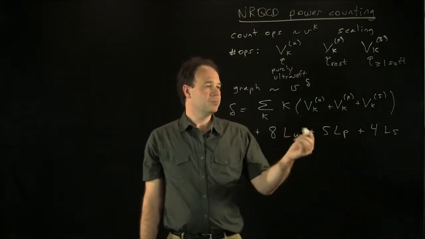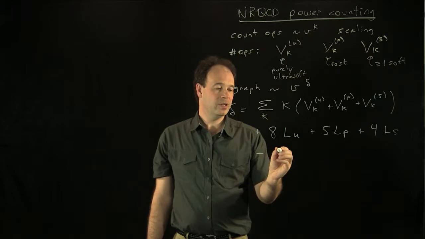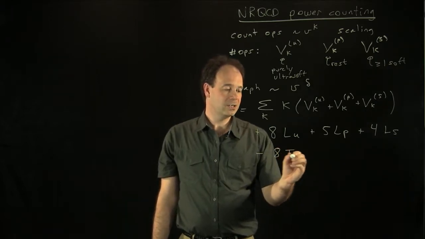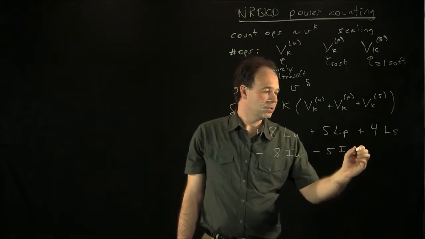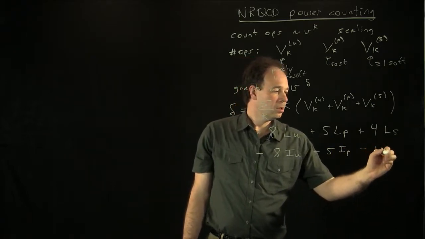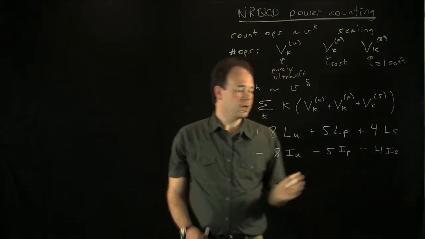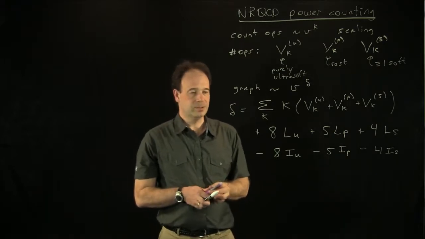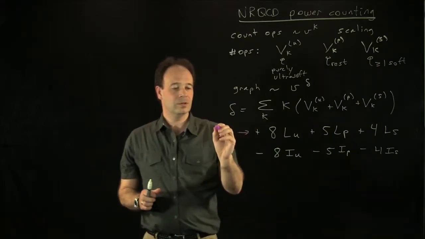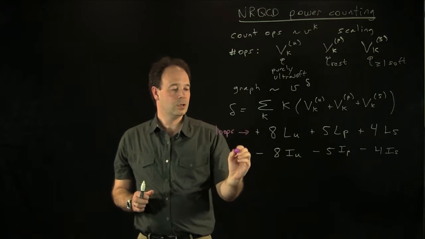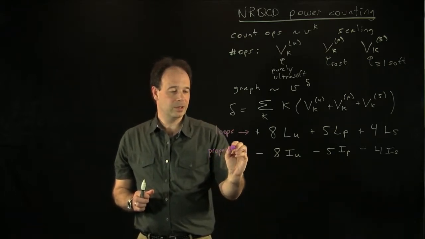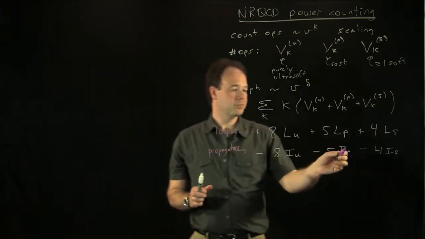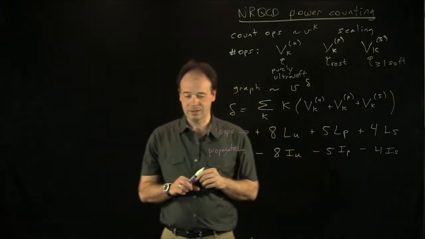And then finally, there's some propagators in the theory. And the way that the propagators work is that they subtract some powers of v in the following fashion. So these i's are counting the propagators, and l's are counting the loops. So let me make a note of that. Loops, propagators. So the propagators are the propagators of the ultrasoft fields, potential fields, and soft fields.